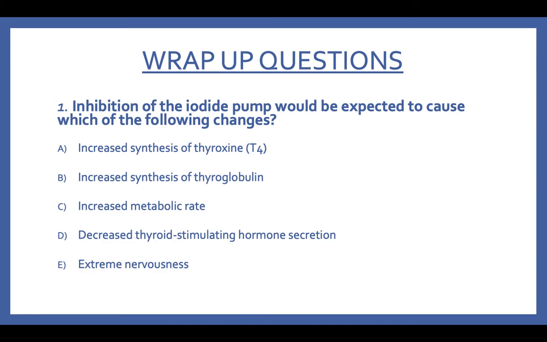And the next option is extreme nervousness. Nervousness is a symptom of hyperthyroidism, and in this situation, we have a low level of hormones. So this option is incorrect, and the correct answer is B, increased synthesis of thyroglobulin.